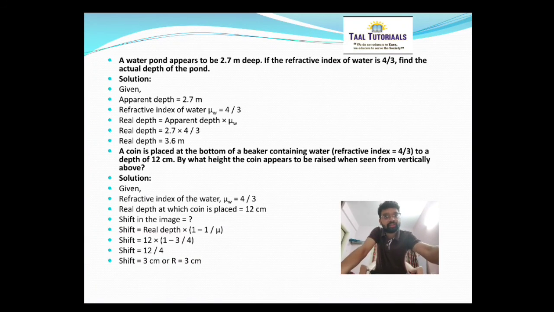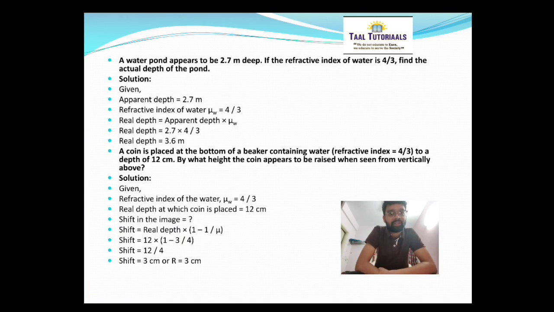Now I will discuss these two sums. A water pond appears to be 2.7 meter deep. If the refractive index of water is 4/3, find the actual depth of the pond. Given the apparent depth as 2.7 and refractive index of water mu as 4/3, the real depth is equal to apparent depth times mu water, that is 2.7 into 4/3, and we get real depth as 3.6 meter.